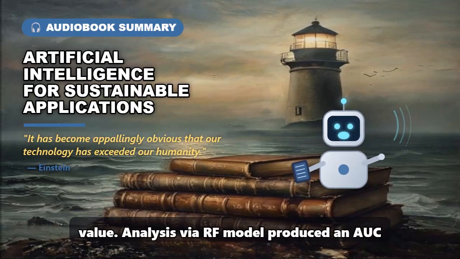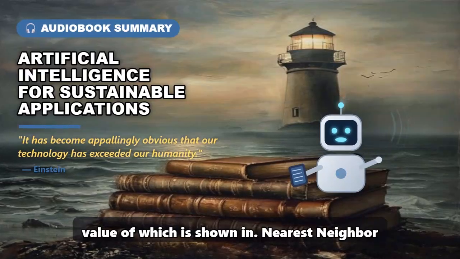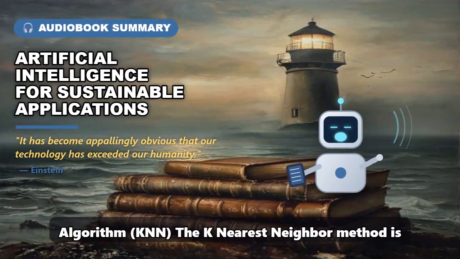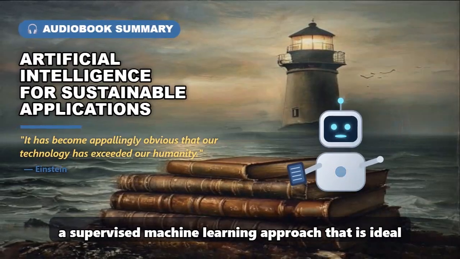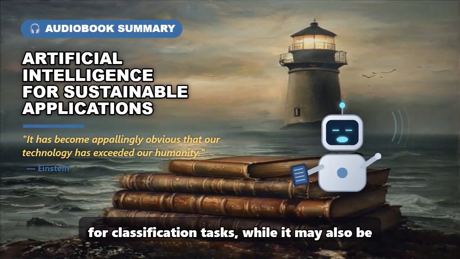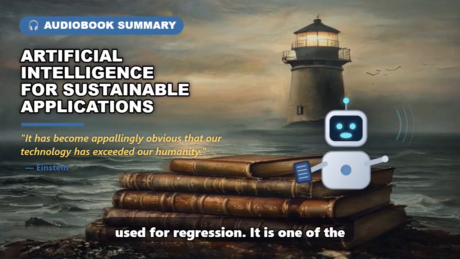Analysis via the logistic regression model produced an AUC value, which is shown in the ROC curve. Nearest neighbor algorithm, KNN. The K-nearest neighbor method is a supervised machine learning approach that is ideal for classification tasks, while it may also be used for regression.